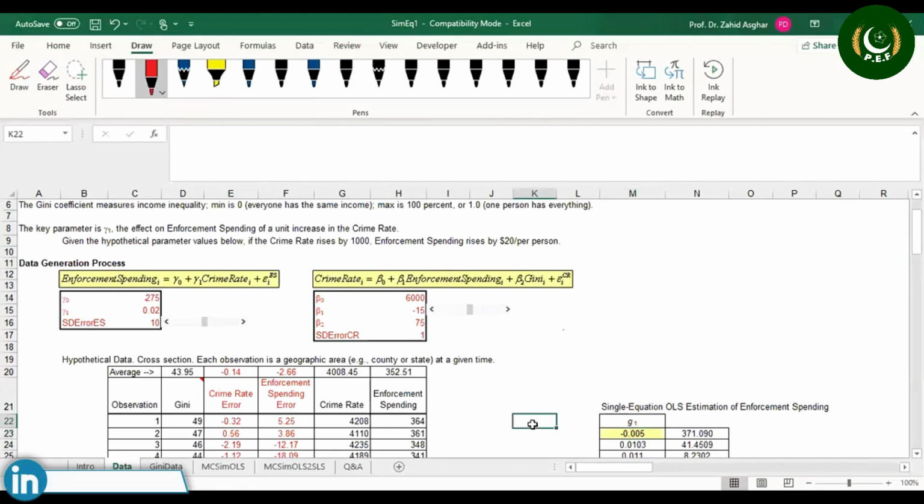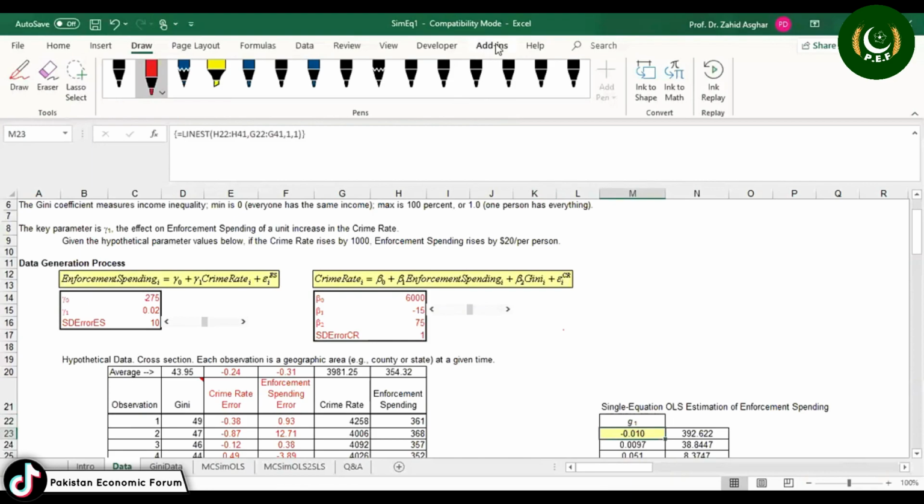If I do this a second time, press F9. Again, press F9, F9, F9. You see every time it's not going towards 0.02. It's biased. That's what we are going to generate here. I am going to do it in front of you.